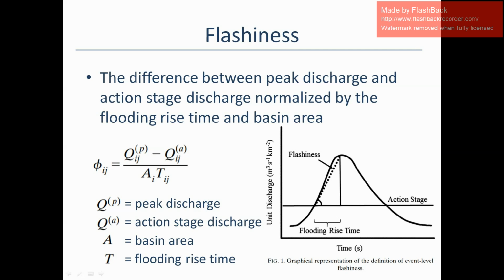This study presents a new variable that previous studies haven't, called flashiness. It defines it as the difference between peak discharge and action stage discharge, normalized by the flooding rise time and basin area. The study had this equation, which factors in peak discharge, action stage discharge, basin area, and flooding rise time. You can see on the streamflow hydrograph how the slope determines the flashiness.